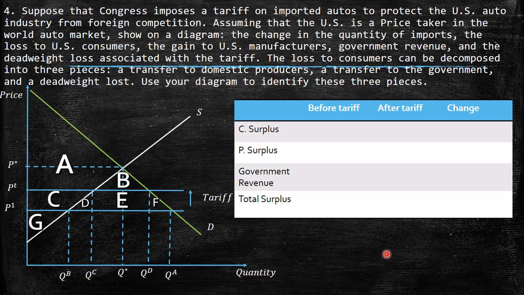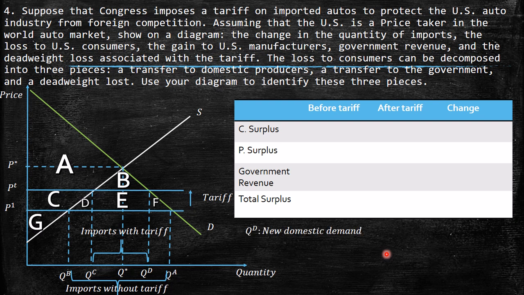Remember the previous difference was QA minus QB, but now after the tariff, the imports are going to be QD minus QC. So here is the new imports with tariff, and this one is the imports without tariff. So now we're going to figure out how our table behaves. So here we have the first.